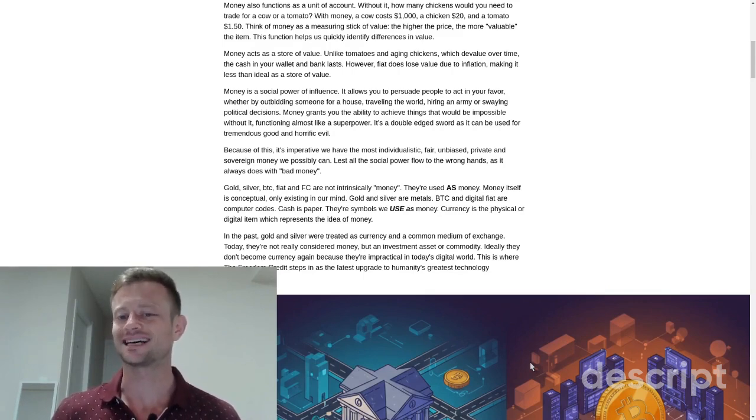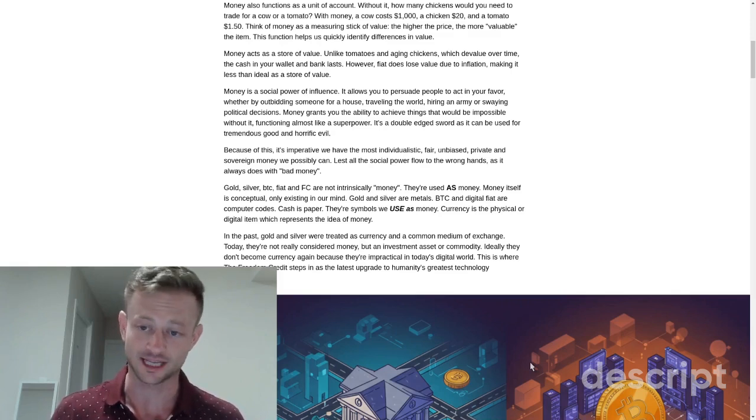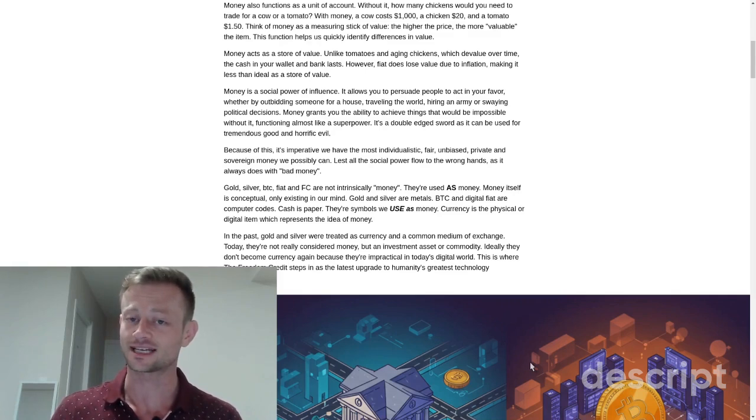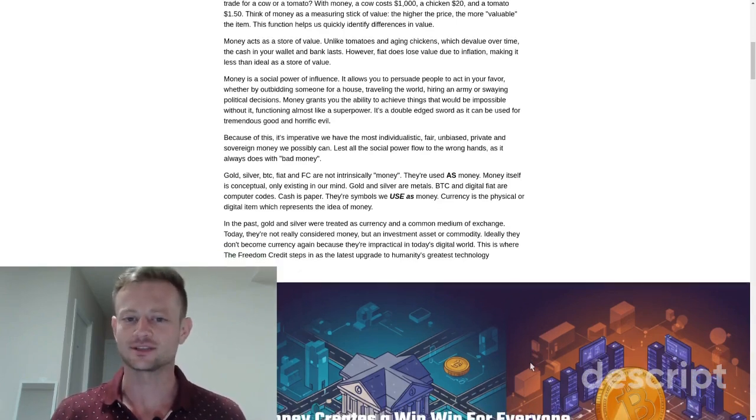However, fiat does lose value due to inflation, making it less than ideal as a store of value. And if you don't know what fiat currency is, it just means currencies that are issued by the central bank in each country that is backed by faith and trust in the government and these central banks. That's what fiat currency is.